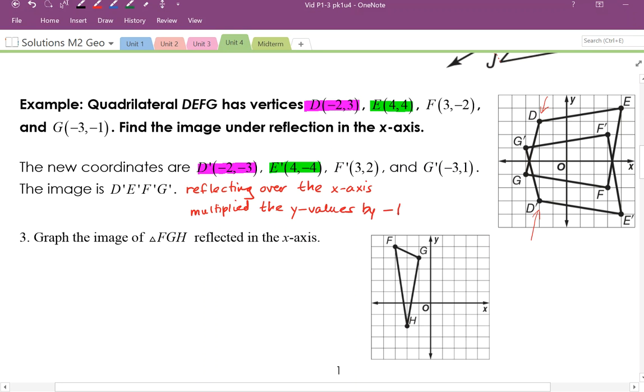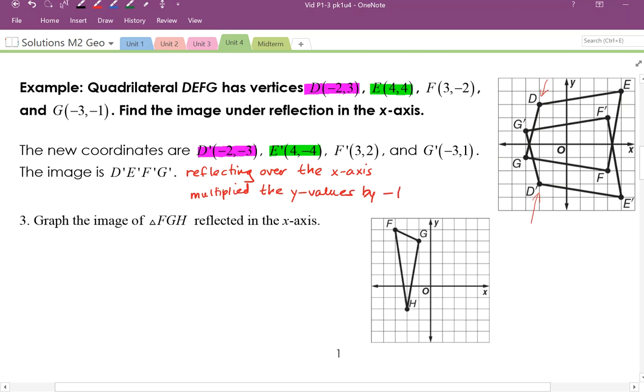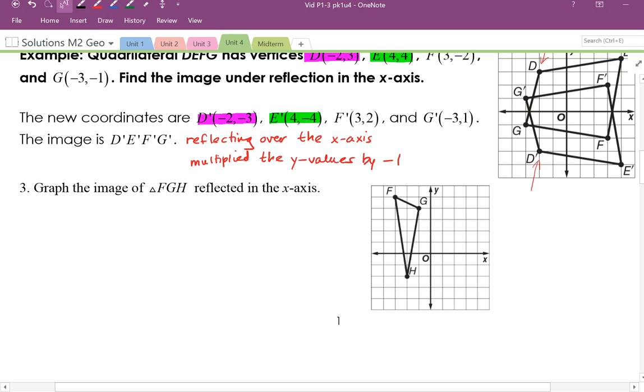So if you remember that this happens, then when we do problem number 3, we could do that same thing. We could just take the point values for f, g, and h and multiply their y values by -1. I'm more of a visual person, so I'd rather just take each point and imagine what it looks like on the other side of the x-axis.